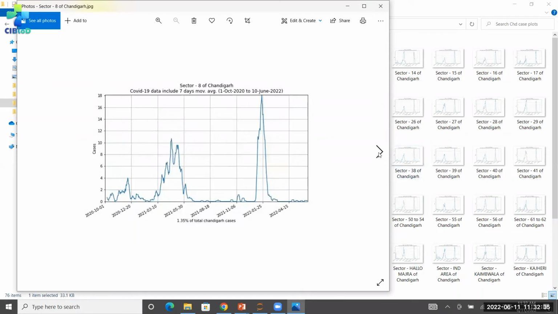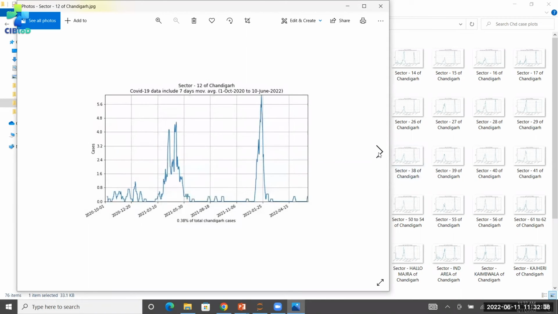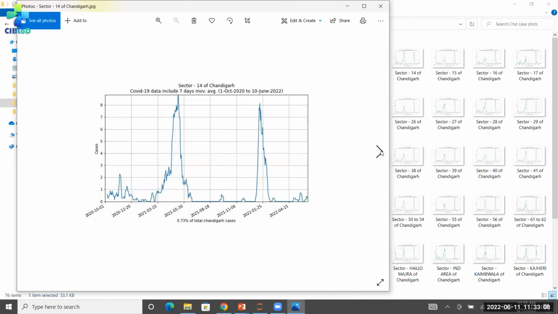We have other sectors. I will stop at a few sectors. This is sector 12, which is close to PGI. You can see the nature. And one thing I would like to update you on is when the Chandigarh peak of cases came. By default, we all understand every sector has the peak. So you will find this second peak, the third wave, which was in January 2022. Every sector observes a peak here, right? And then we have sector 14, which is Panjab University, and these are the cases of Panjab University.